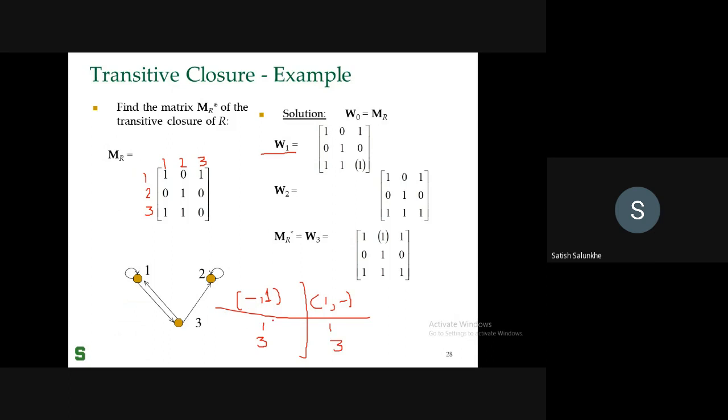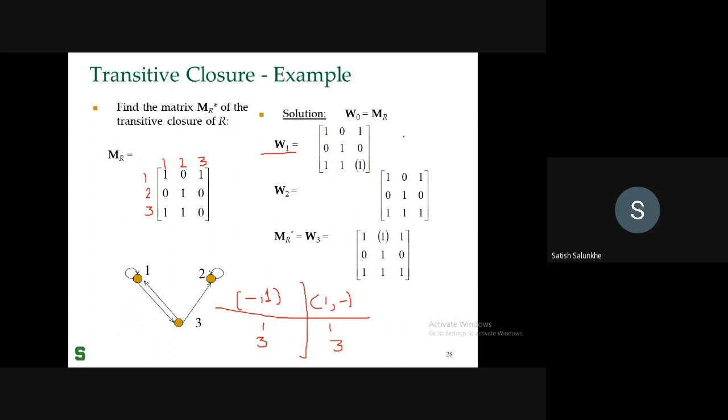So what exactly we are doing now? We are having all possible combinations. Okay, 1 comma 1. If it is not marked 1, then you will mark it 1. 1 comma 3 is already marked. 3 comma 1 is already marked. 3 comma 3 is already marked. So there is no change at this point of time. There is no change.